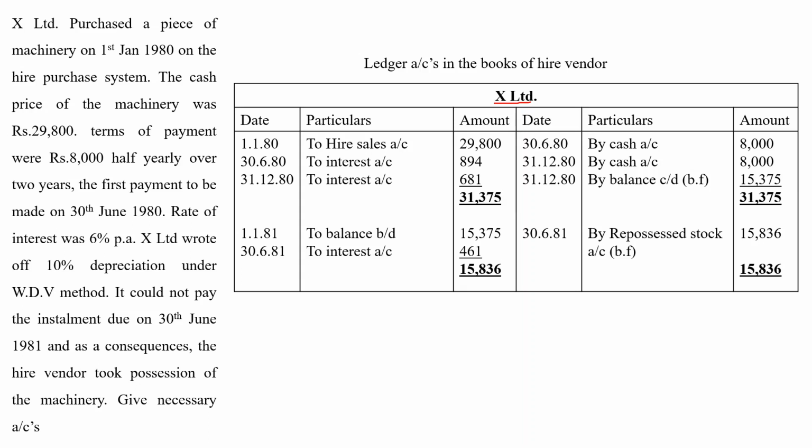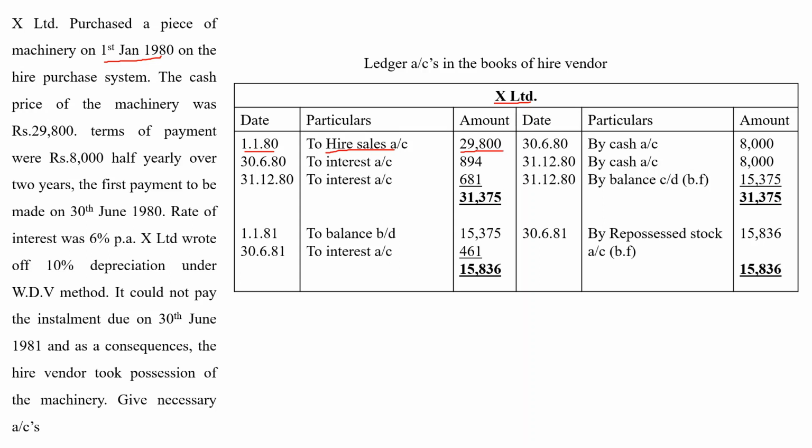Okay, first the asset is sold. On what date the asset is sold? On 1st January 1980. So on 1/1/1980, to hire sales. Because here the ownership of the asset is not transferred in hire purchase agreement. So the entry will be X Limited account debtor to hire sales account. In the amount column, write the cash price of the asset. Then down payment. Here in this problem there is no down payment. The hire purchaser is not giving any down payment, so no need to give entry for that.